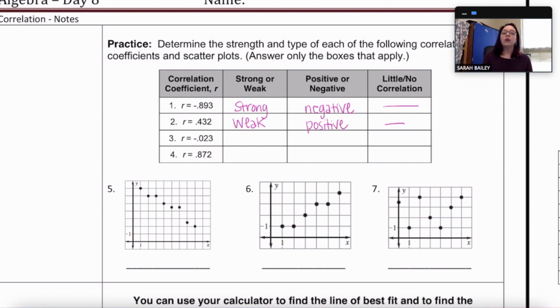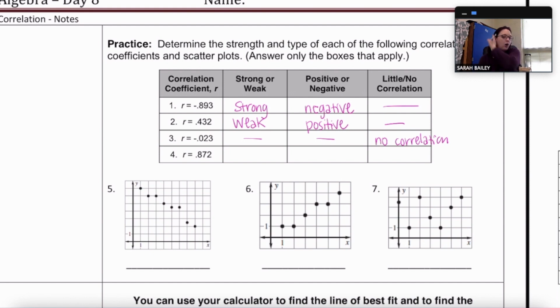Okay. Look at number 3. R equals negative 0.023. So that's very close to 0. So we're going to say that's going to be pretty much no correlation. If it's no correlation, then you're not going to answer the parts about being strong or weak, positive or negative. Although, if you had to be pushed to make a line, it would be a negative line. But really, we'd say there's no correlation with that.